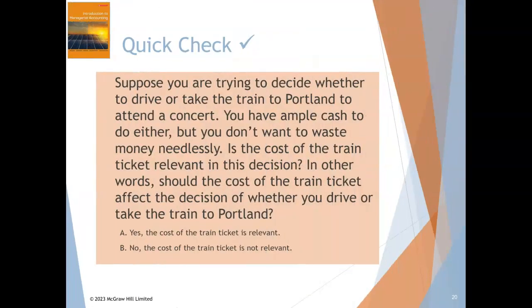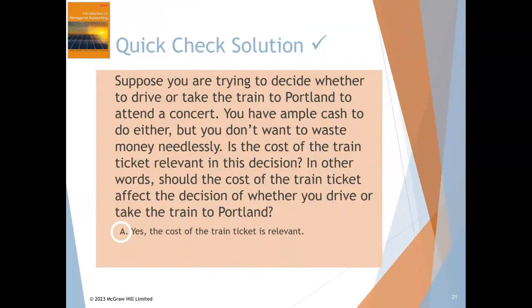Quick check. Suppose you are trying to decide whether to drive or take the train to Portland to attend a concert. You have ample cash to do either, but you don't want to waste money needlessly. Is the cost of the train ticket relevant in this decision? In other words, should the cost of the train ticket affect the decision of whether you drive or take the train to Portland? A. Yes, the cost of the train ticket is relevant. B. No, the cost of the train ticket is not relevant.